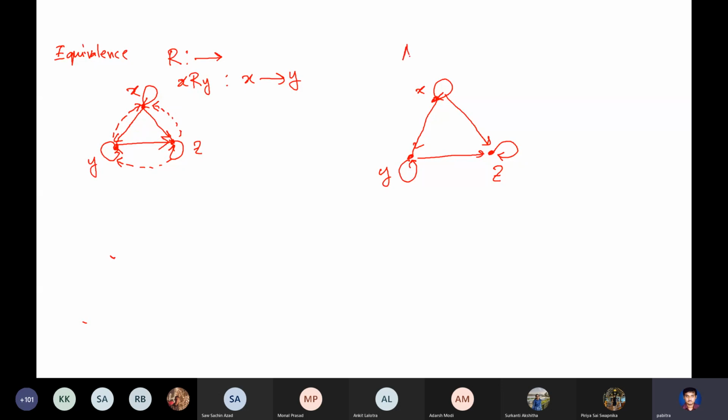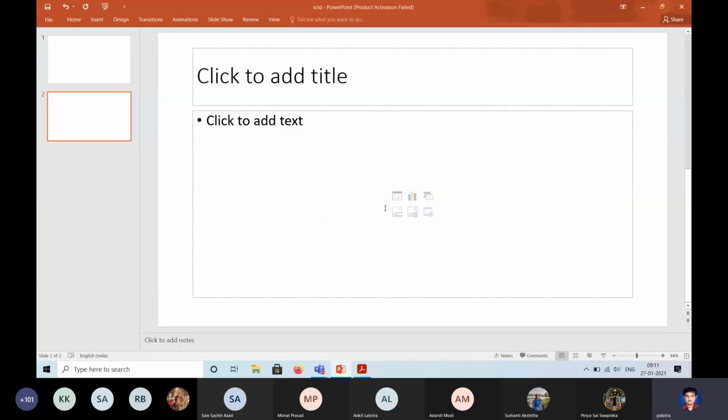So I have an anti-symmetric relation. If that arrow is there, it means they are the same element. X and Y are the same element. If this other arrow is there, they are the same element. So again, to this definition.